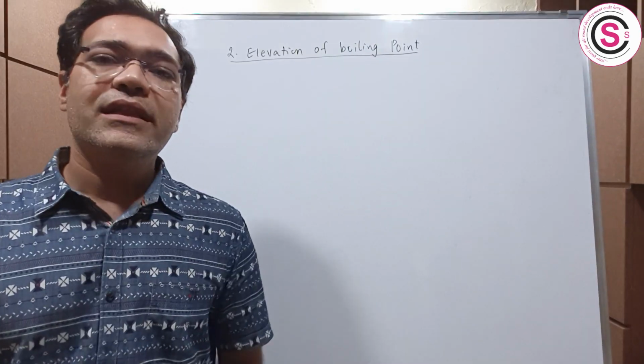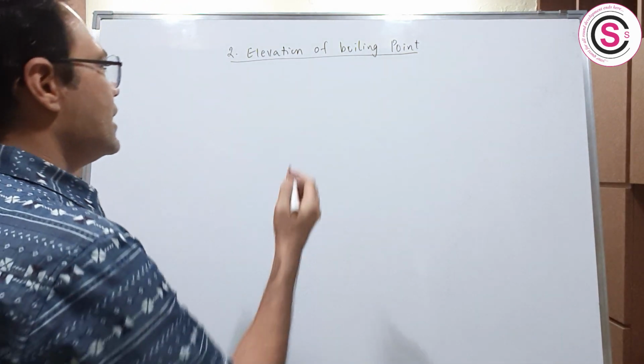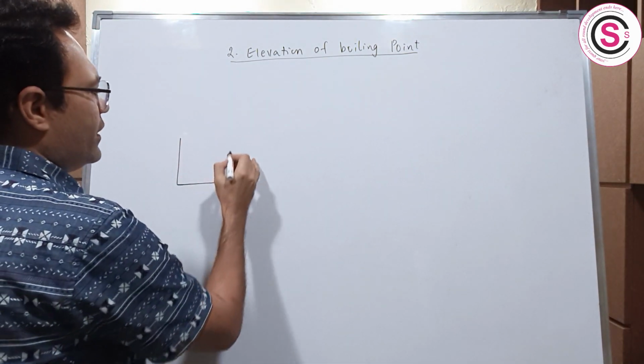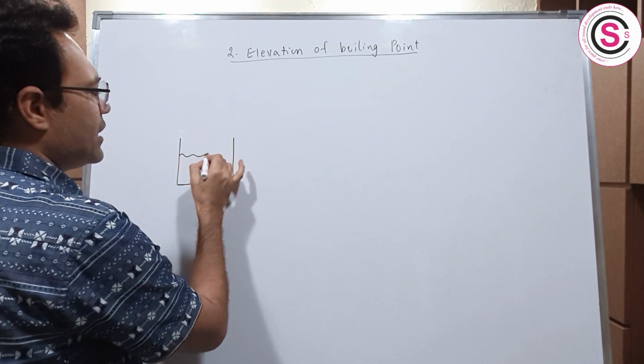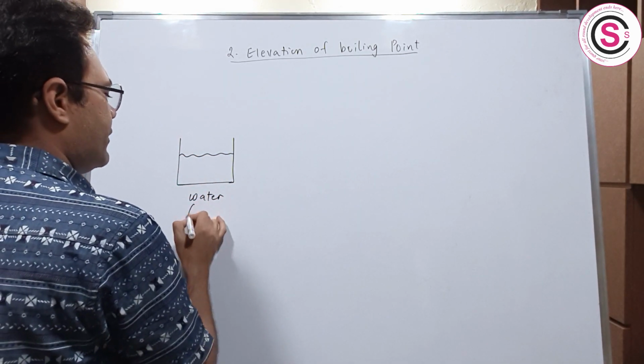Okay. Now students, let us understand what we mean by elevation of boiling point. So for this, consider that I have a solvent. Let me take the example of water. So I have water and water is my solvent.